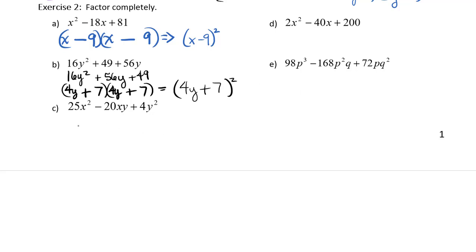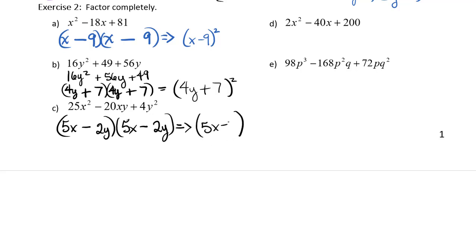On my next trinomial, I have 25x squared minus 20xy plus 4y squared. The first and last terms are perfect squares, so I'll have a 5x and a 5x as my first term in the binomials, and 2y and 2y as the second term in my binomials. Since the middle term is negative, I will put a negative in between my binomials. So my final factorization is 5x minus 2y quantity squared.